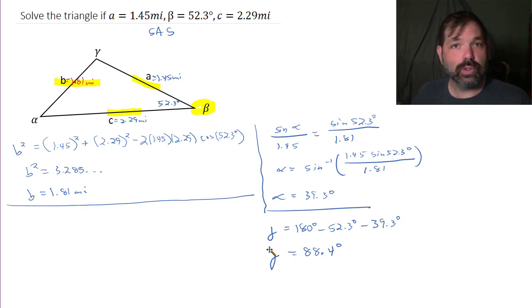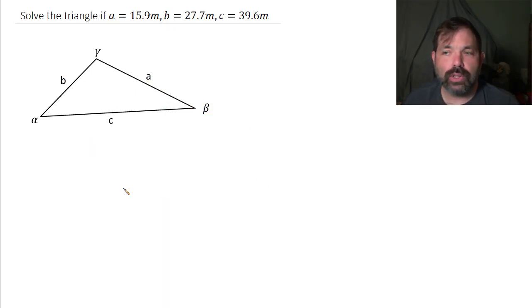So there's a couple examples of how you can solve the oblique triangles if it's the side angle side situation by first applying the law of cosines. So now let's look at another situation. Alright, so let's consider a new situation.